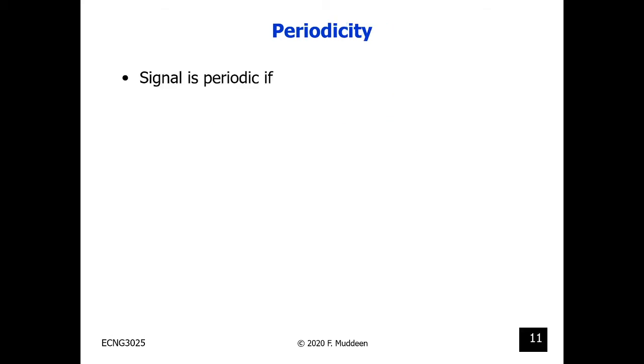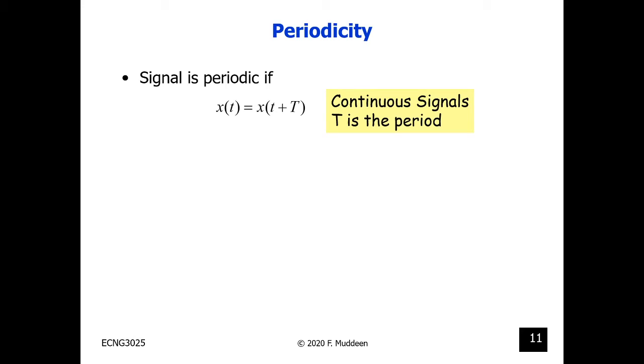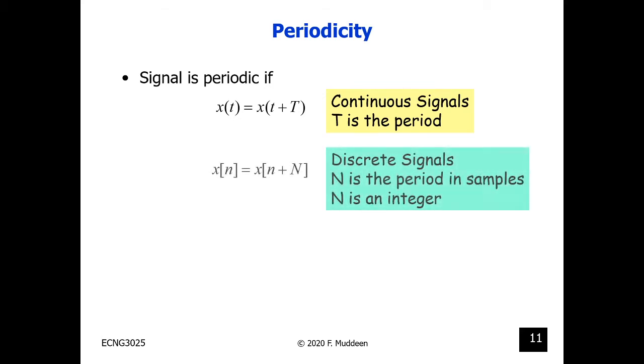So for continuous time, a signal is periodic such that the x of t signal is going to be x of t plus capital T, where capital T is basically the period of the signal. For a discretized time signal, because we're not dealing with t and we're dealing with n, this means that x of n needs to be equal to x of n plus capital N, where capital N is the period in samples, meaning this is how many samples it takes for the signal to repeat itself. Capital N must be an integer. It cannot be a decimal, it cannot be a fraction. It must always be an integer.